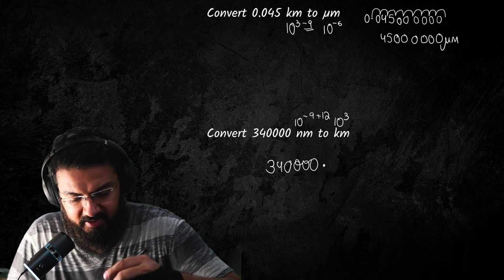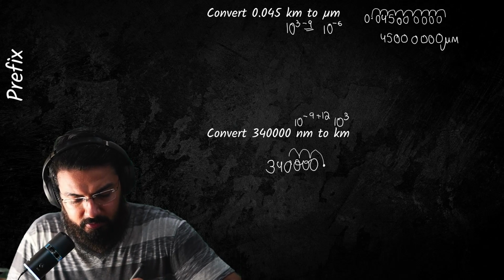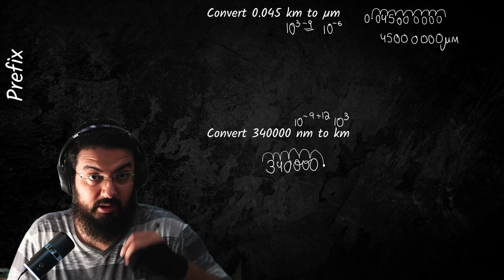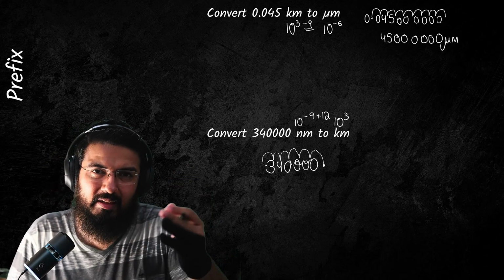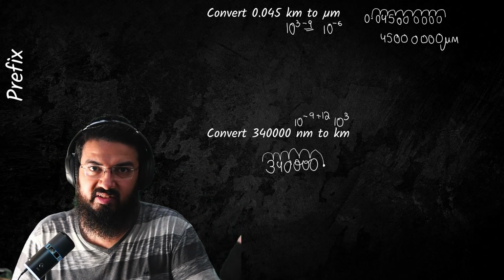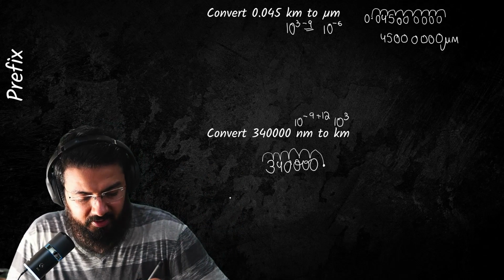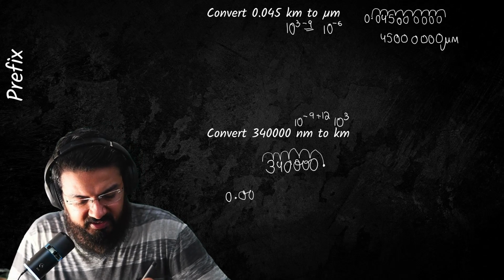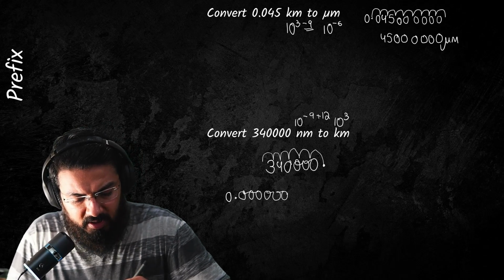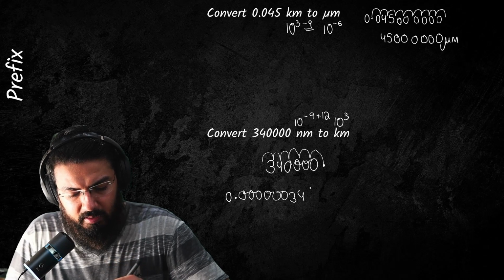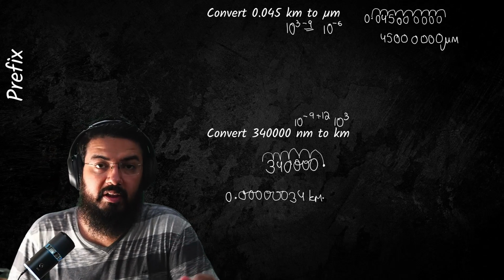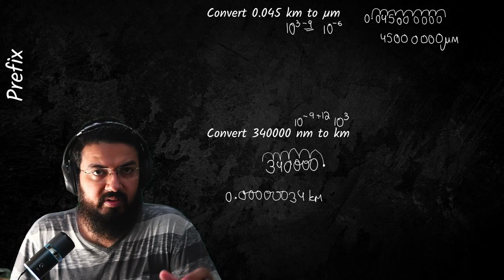Okay, made a mistake. My bad. So 1, 2, 3, 4, 5, and 6. I'm going to move 6 more. So again, I know that moving 6 is just going to put 6 zeros before the 3. So I'm just going to take a shortcut and say that it's going to be 0 point and then 6 zeros and then 34 kilometers. All right, so I hope that all of this is making sense.